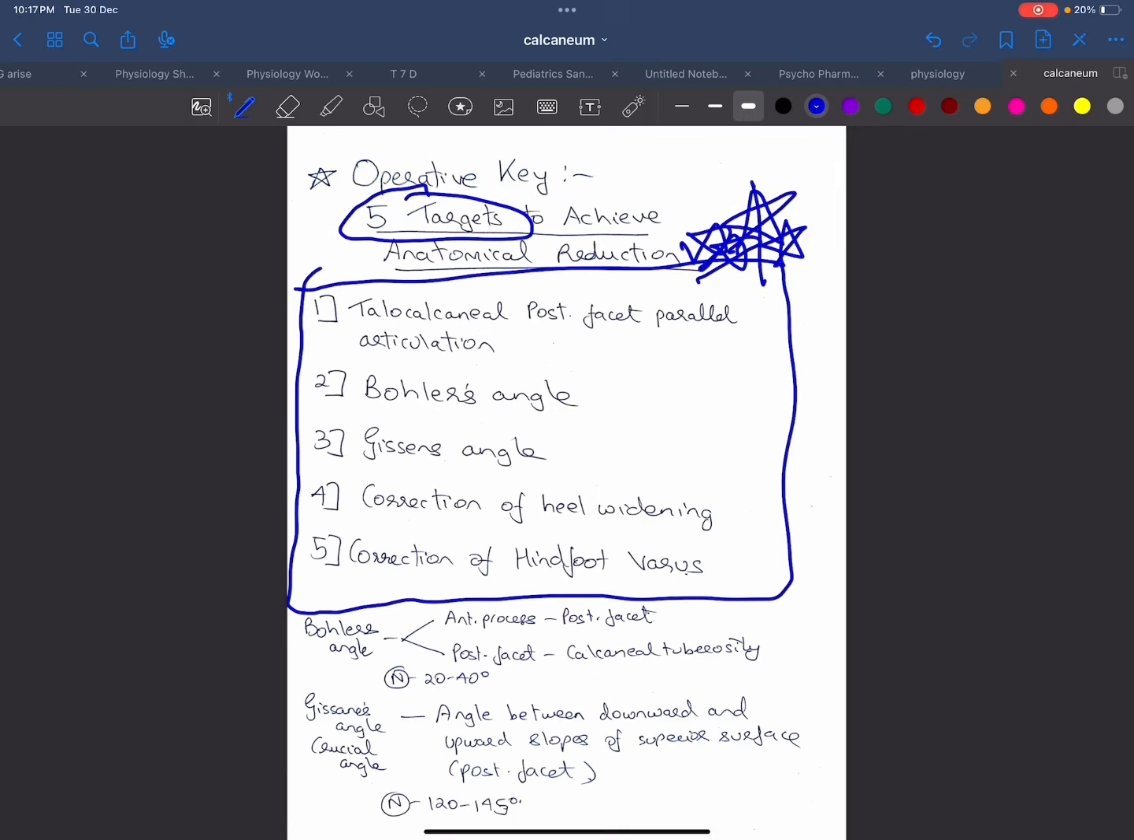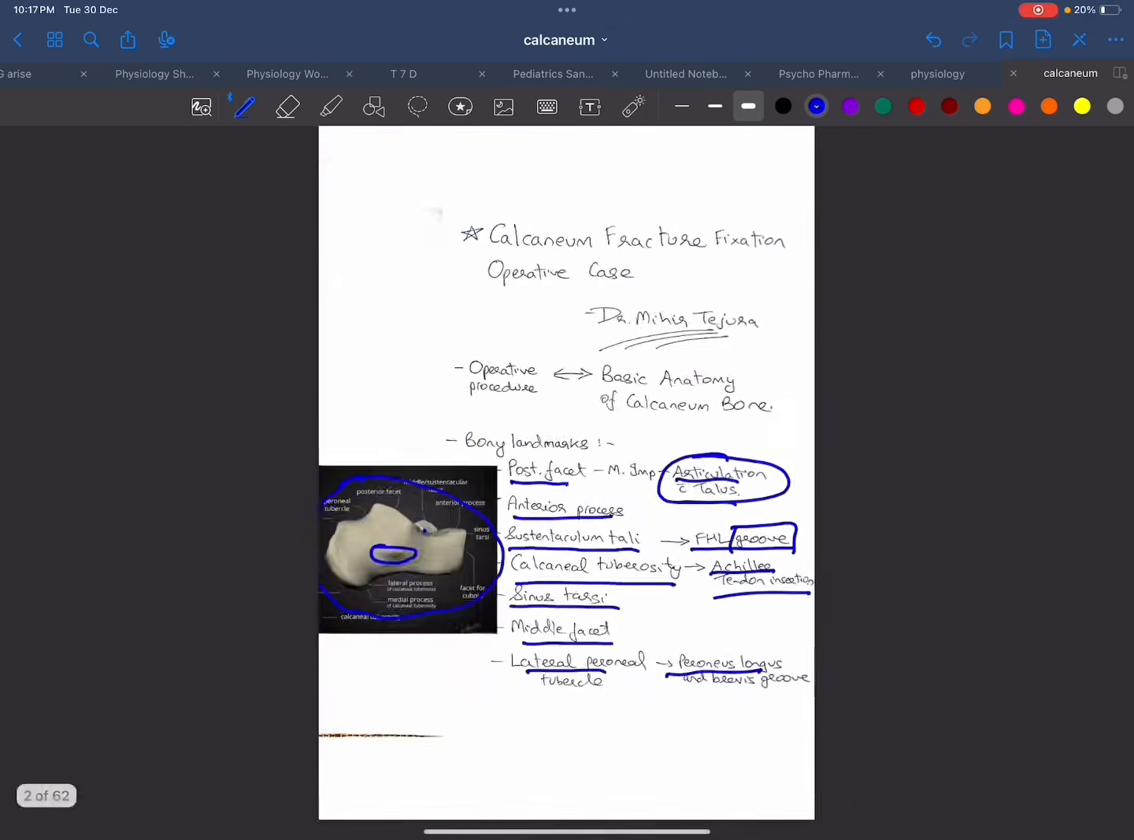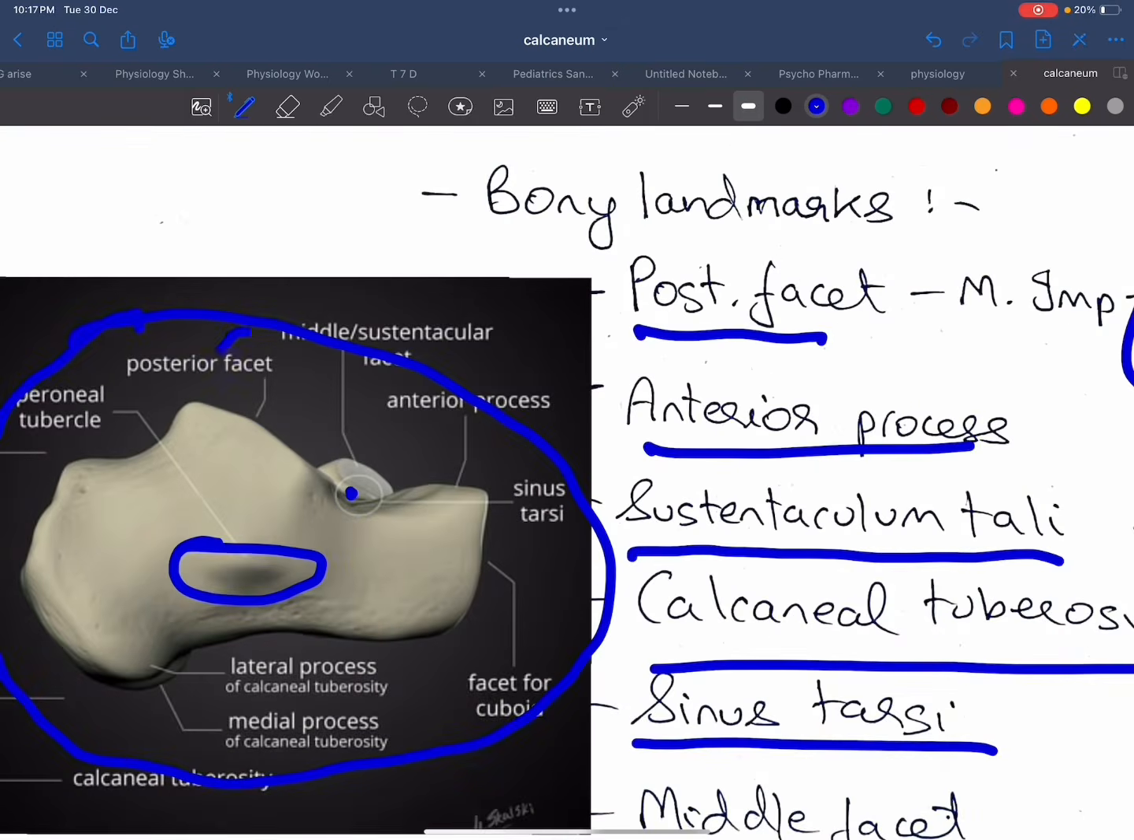But if you are not clear, it becomes a very difficult thing intraoperatively, and you might give a terrible result to the patient. Okay, forward, the 5 targets which we need to achieve: first, most important, talocalcaneal posterior facet, we should achieve the parallel articulation which we discussed over here. So here is the talus. So you need to achieve this congruency.